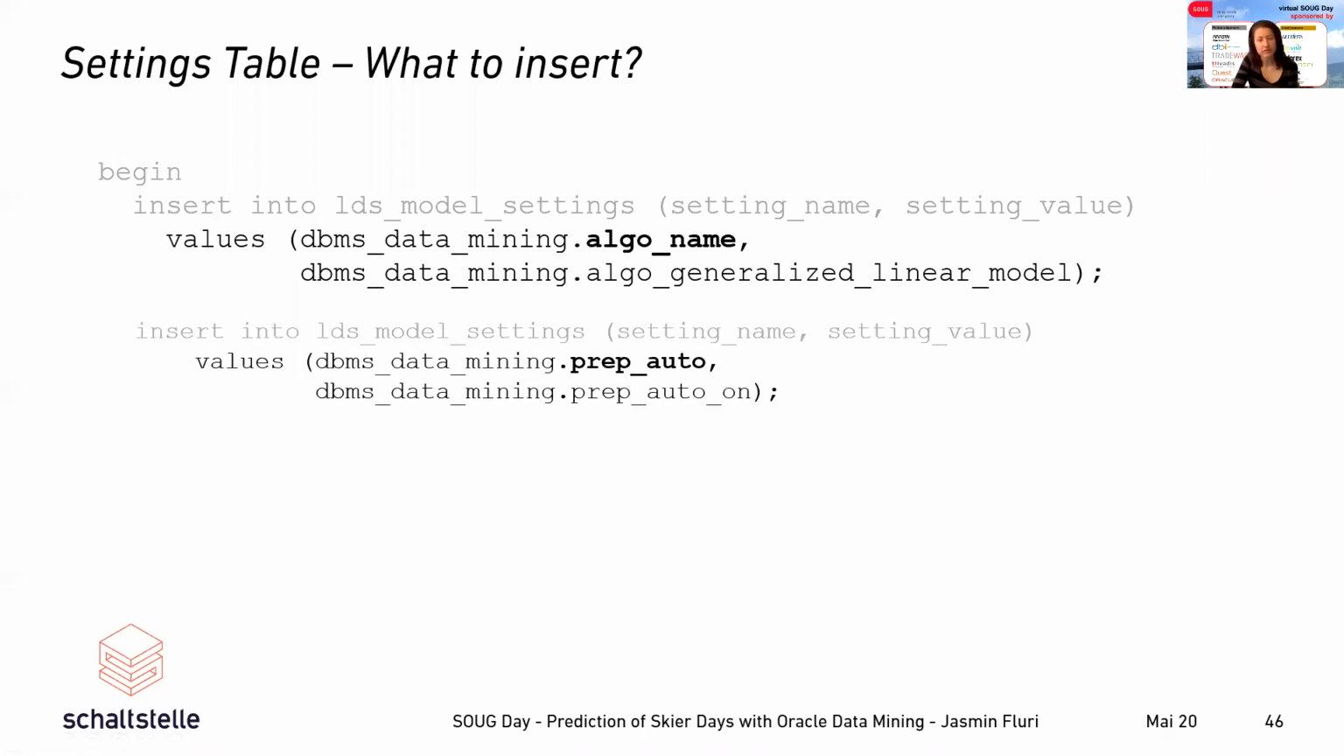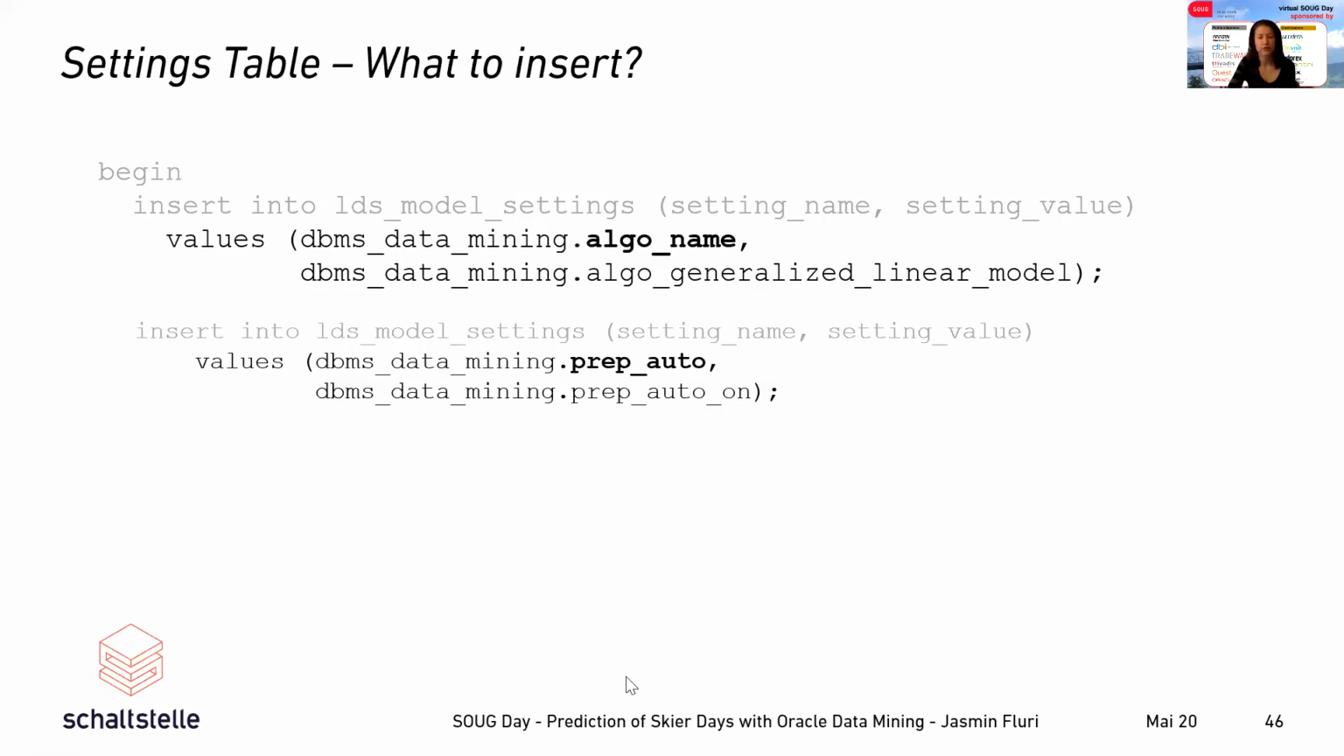The second insert enables automatic data preparation. Automatic data preparation is disabled by default, but it is very useful because it transforms the build data according to the requirements of the algorithm. It doesn't change our data table, but it is transforming the data when the model is used.